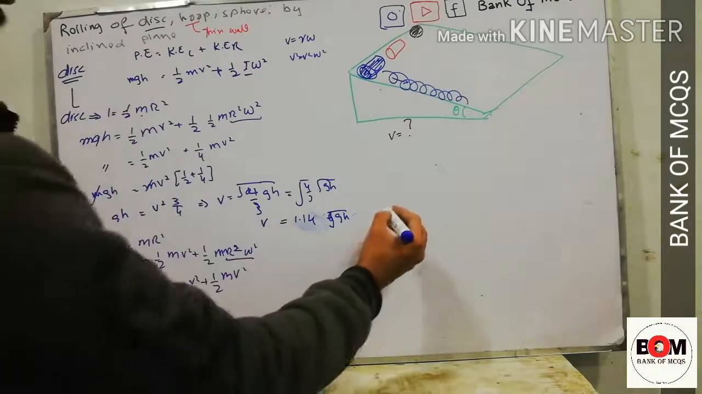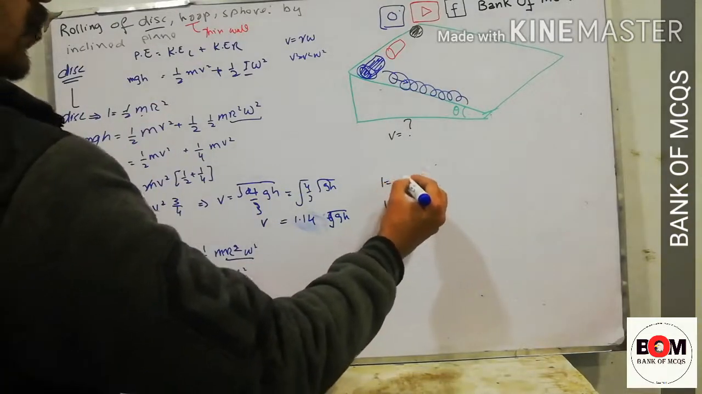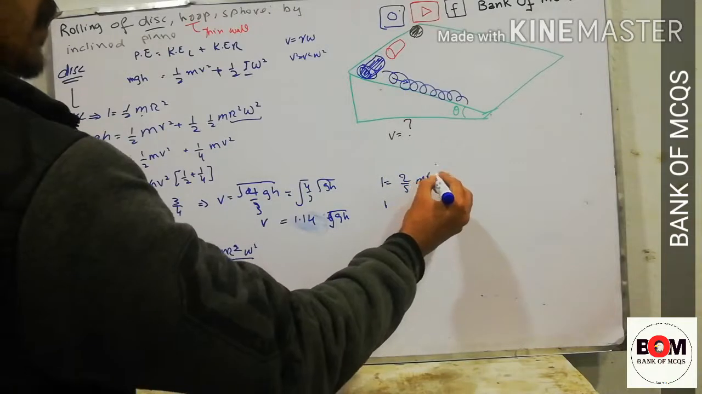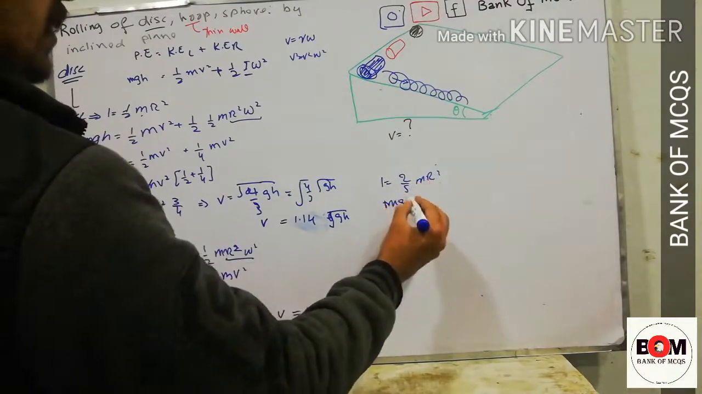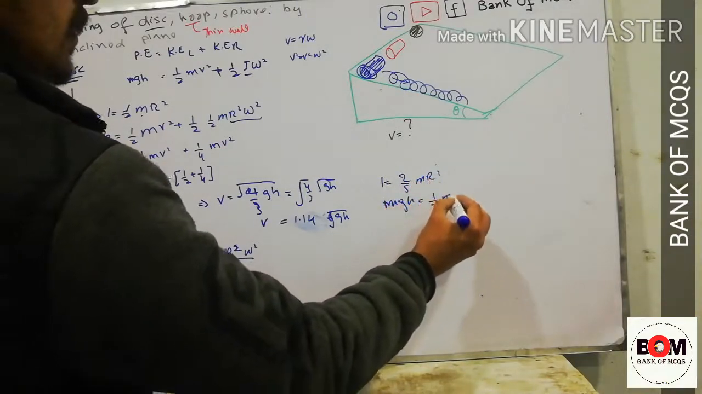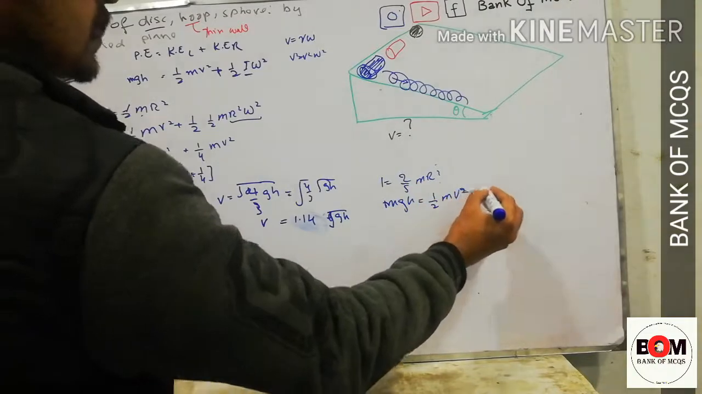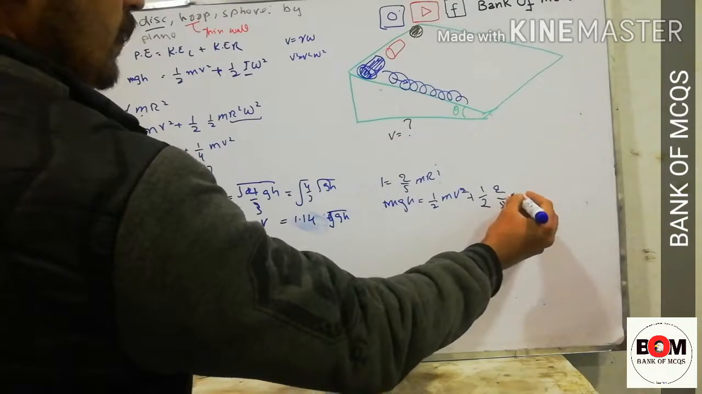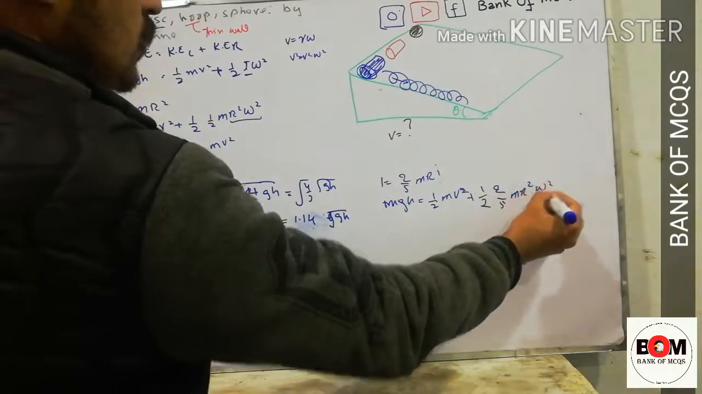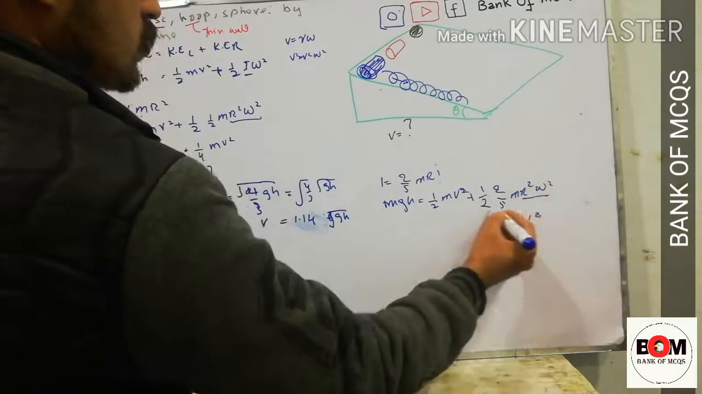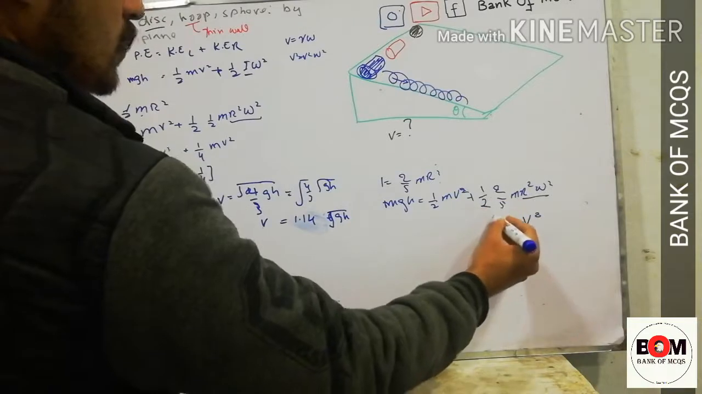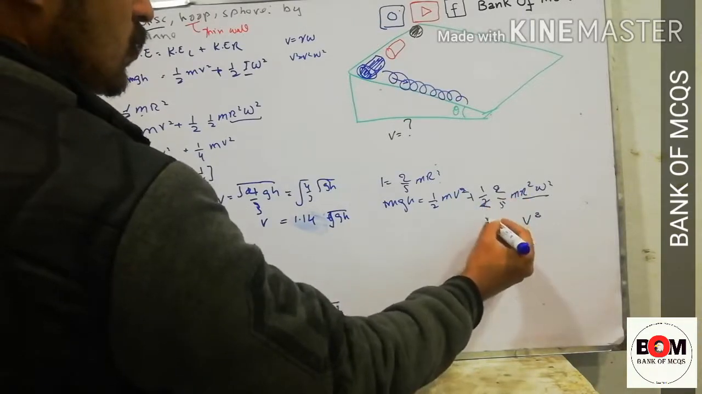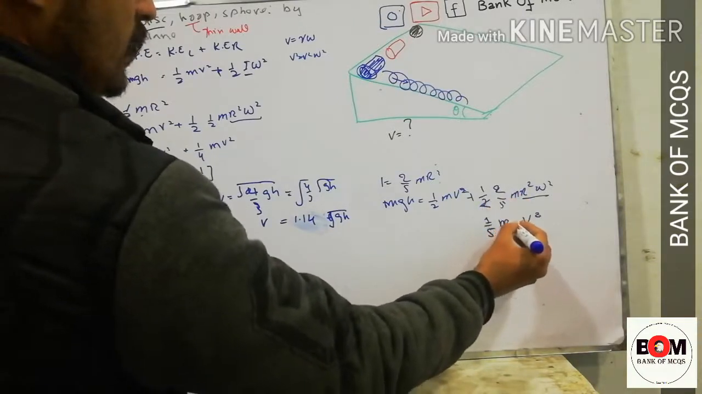Now the velocity of the sphere. For the sphere, I is equal to 2 by 5 m r square. So the equation becomes mgh is equal to half mv square plus half, instead of I we will put 2 by 5 mr square, omega square. So r square omega square is equal to v square, and 1 by 2 multiplied by 2 by 5 is equal to 1 by 5 m.